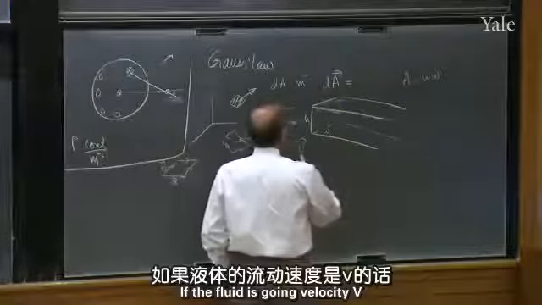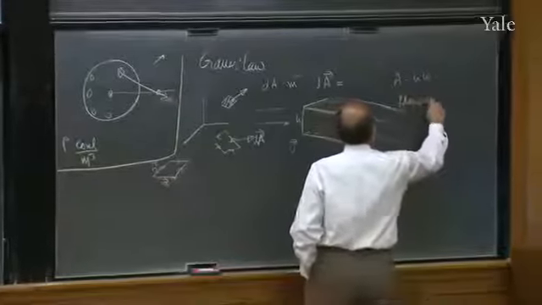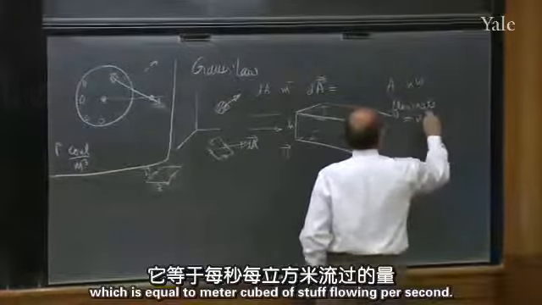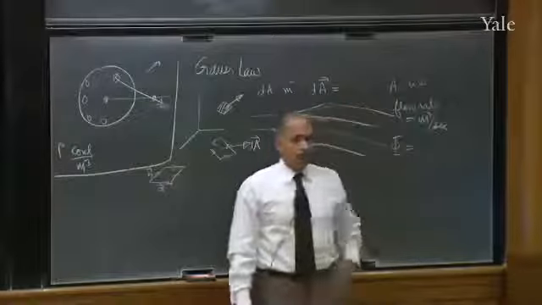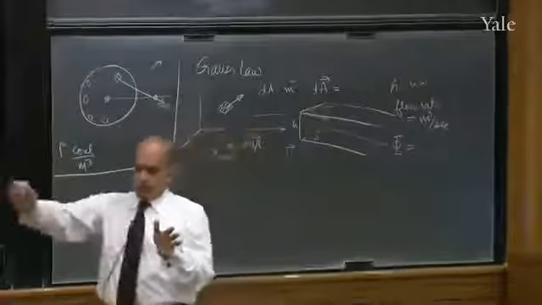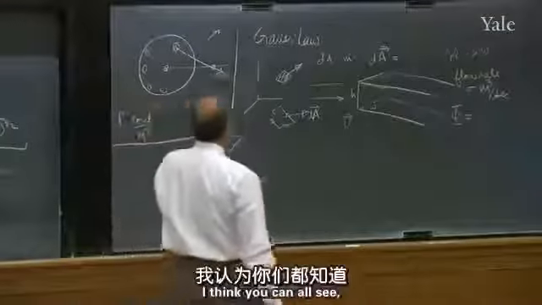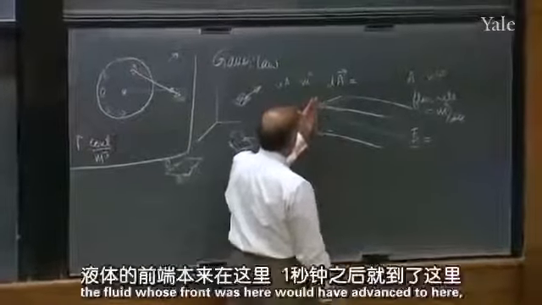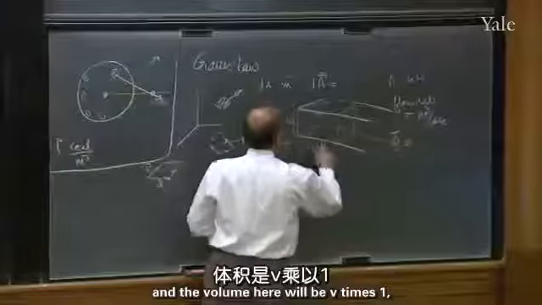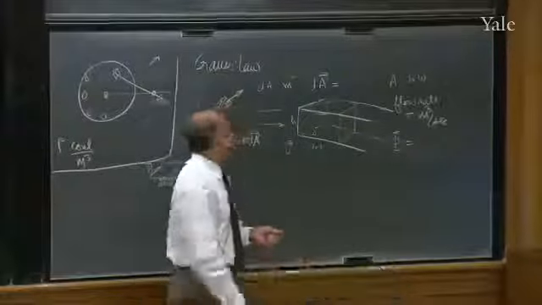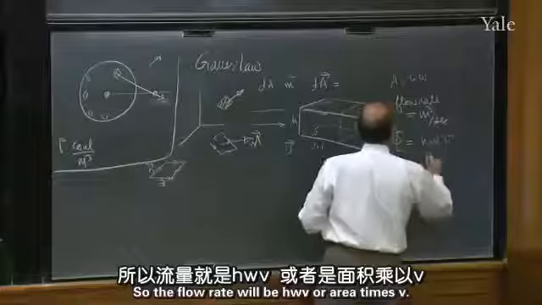If the fluid is going at velocity v along the length of the tube, what is the flow rate, which is equal to meter cubed of stuff flowing per second? I'm going to denote it by the symbol phi. If you wait 1 second, and I watch all the fluid go by me past any cross section, how much stuff goes by? I think you can all see, if I wait 1 second, the fluid whose front was here would have advanced to here. And the volume here will be v times 1, because in 1 second it goes a distance v. So the flow rate will be hwv, or area times v.